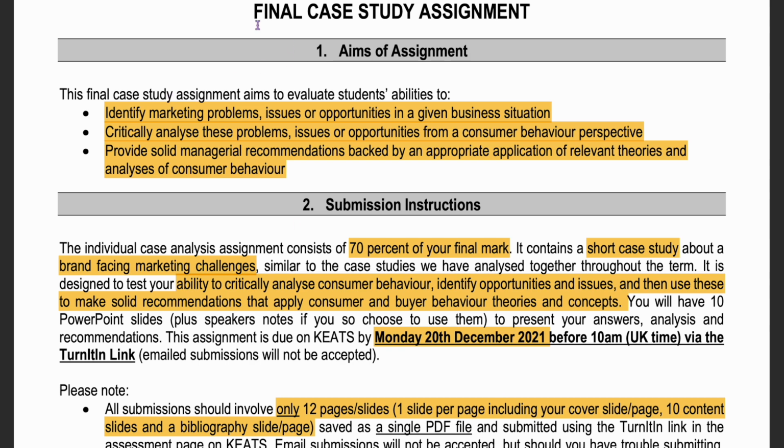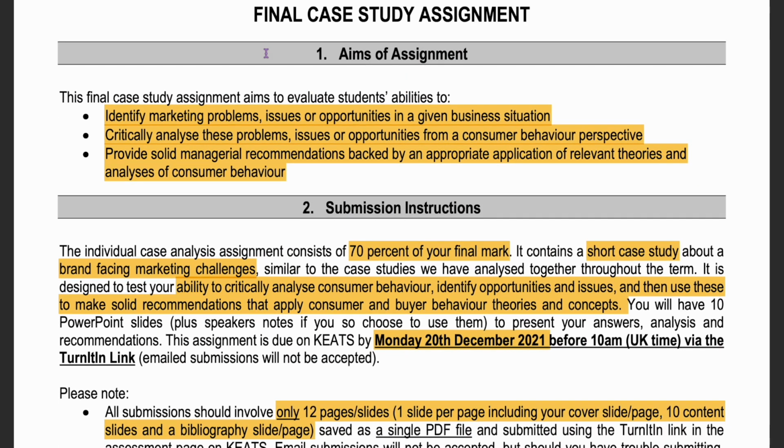So let us start. This was the document in general: Final Case Study Assignment. First, the aim of the assignment. First we need to understand what the professor wants. He has highlighted it in three points. This final case study assignment aims to evaluate students' abilities to identify marketing problems, issues, or opportunities given in a business situation, and critically analyze these problems, issues, or opportunities from a consumer behavior perspective.